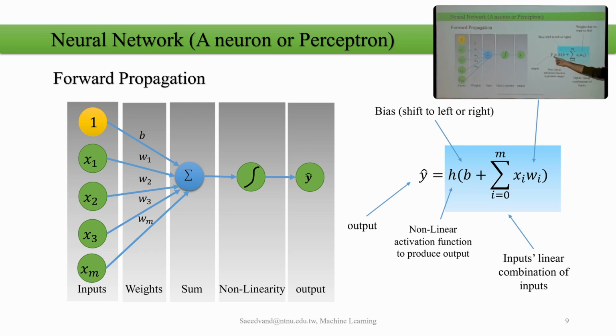We can say y hat, which is always used for the prediction of the model's output, is equal to h, the nonlinearity function that we have over there. We will discuss it, as I told you, but look at the whole equation: the bias added to the sum of the weighted inputs. So I want to calculate the sum of all the weighted inputs added to some bias, then add nonlinearity. How simple is this equation, you see? Very simple.